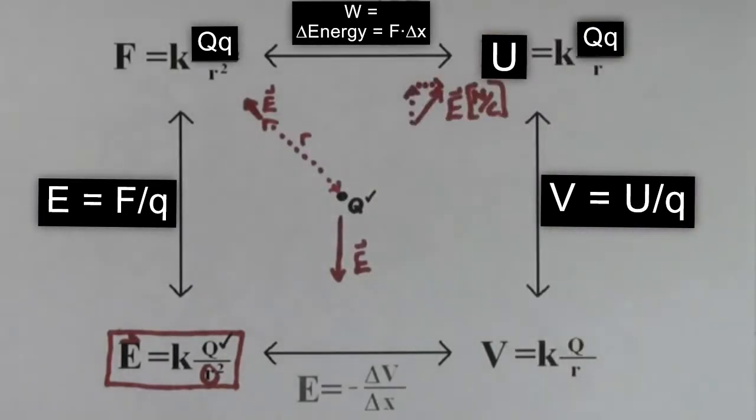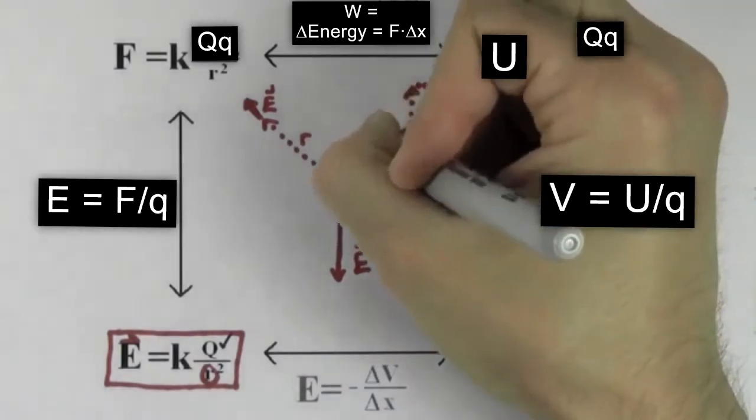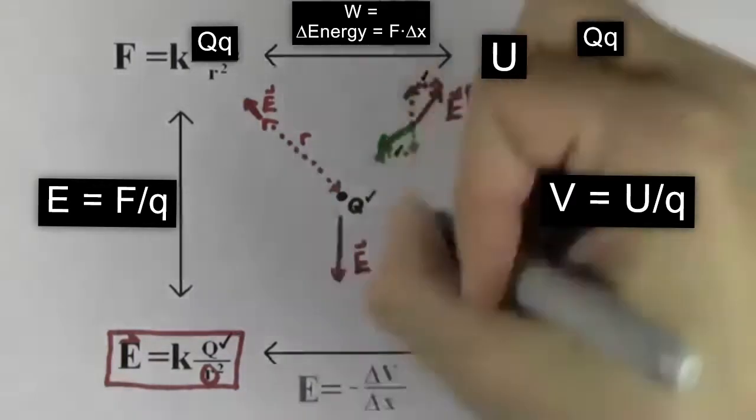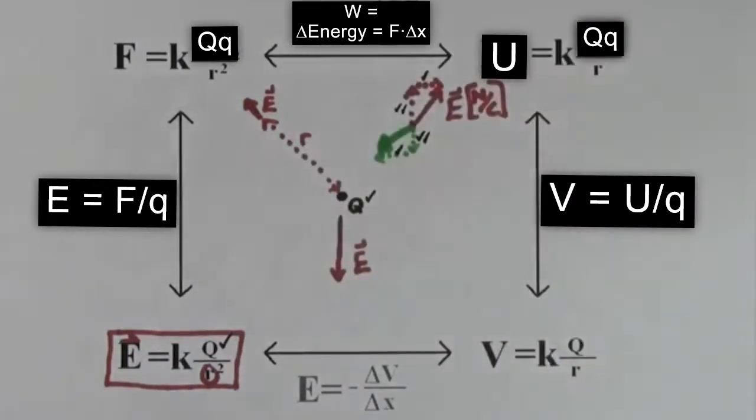If some other charge creates its own electric field contribution at that point in space, in order to find the total electric field, you have to break up both electric fields into components. You'd add up the x components, then add up the y components, and use the Pythagorean theorem to find the size of the total electric field at that point in space.